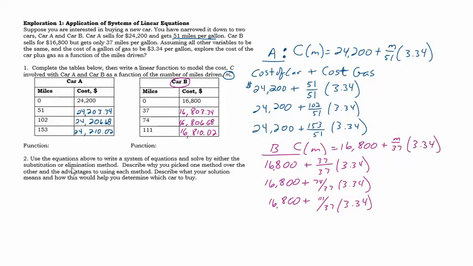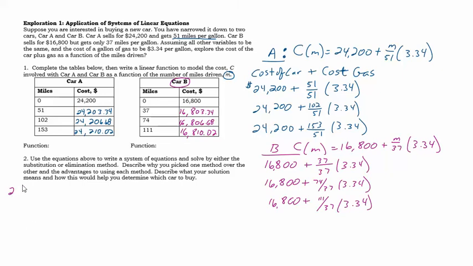All right, so now it says use the equations above to write a system of equations and solve by either substitution or elimination. Describe why you picked one method over the other and the advantages of using each method. Describe what your solution means and how this would help you determine which car to buy. So this is our system right here, our two equations. And notice they're both basically solved for y. C of m is just another way to write y. So the easiest thing to do is going to be substitution, right? Since this is the cost of car A and this is the cost of car B, we can set those costs equal to each other to find the break-even point.